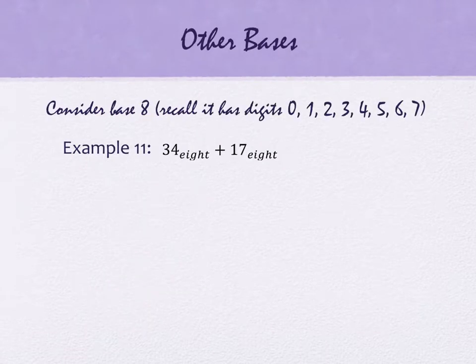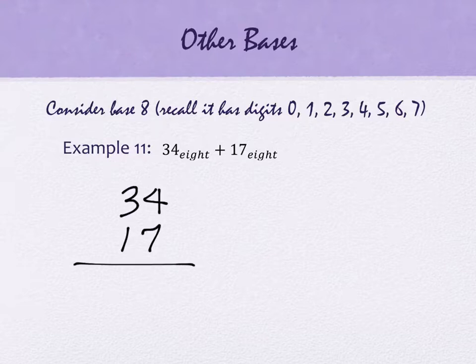So we're going to take a look at a couple of examples in other bases and think about how we work with addition. So I want you to recall base 8. Base 8 has the digits from 0 to 7, right? The number 8 is represented by a 1 followed by a 0. The tens place is actually the eights place. The hundreds place is the 8 squared place, or 64's place, and so on. So we're going to take a look at what it looks like to add 34 base 8 to 17 base 8.